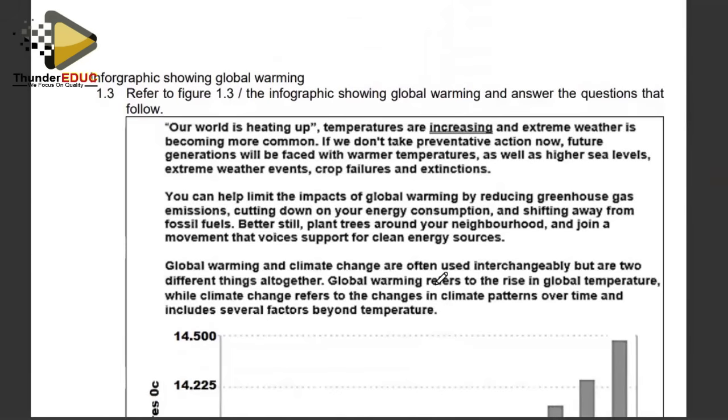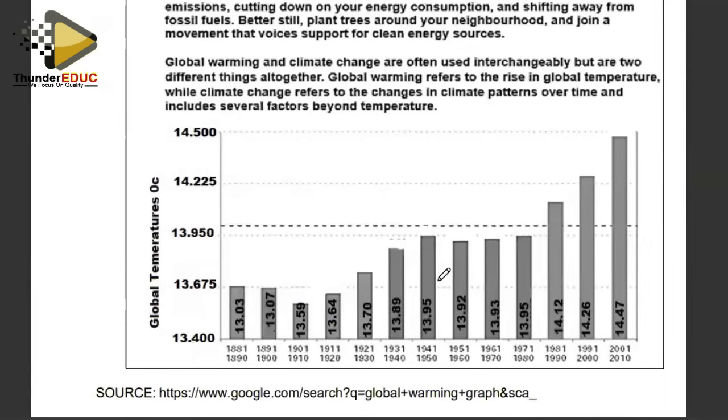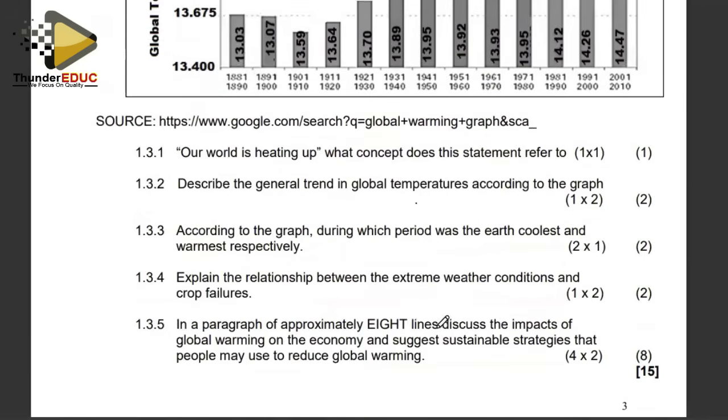It talks about global warming. We're not going to go through the text. And this graph here is showing us the rise in global temperatures from 1881 to 1890 going until 2001 to around 2010, where we see there is a sharp increase in the global temperatures in degrees Celsius. Right, we're going to answer the questions.